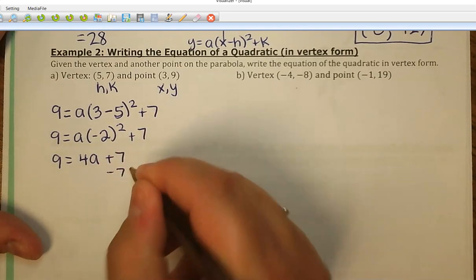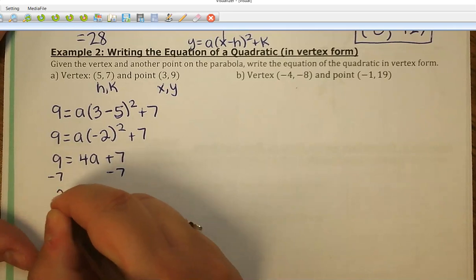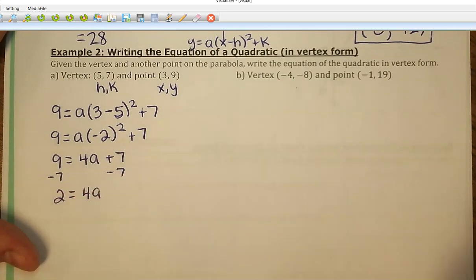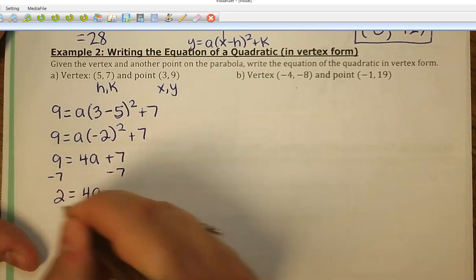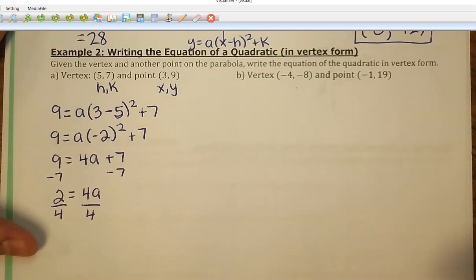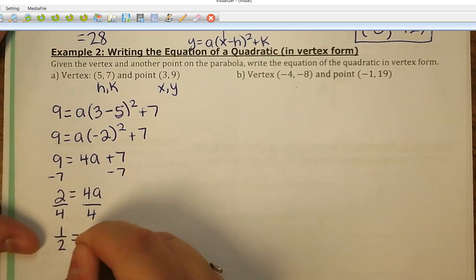I'm going to subtract 7 from both sides. This will give me 2. And then be careful, make sure you're getting a by itself. So I'm going to end up dividing by 4. My a value is then a half.